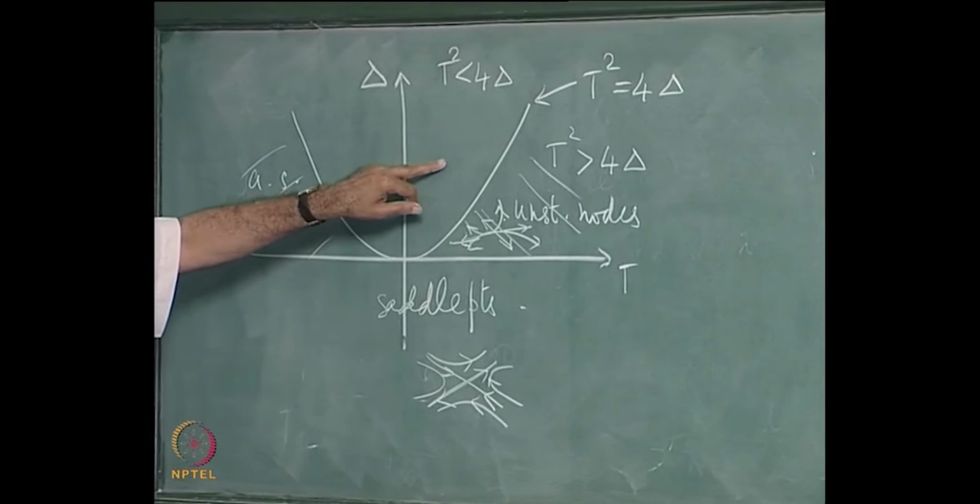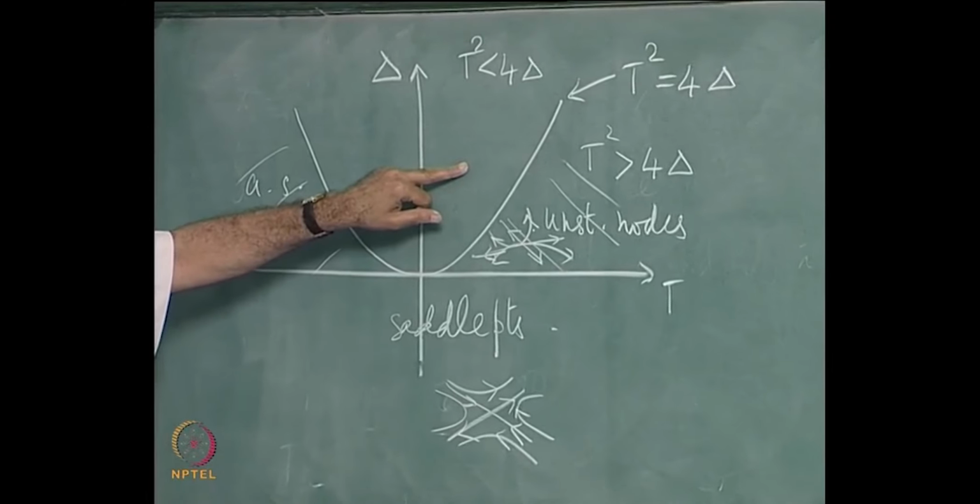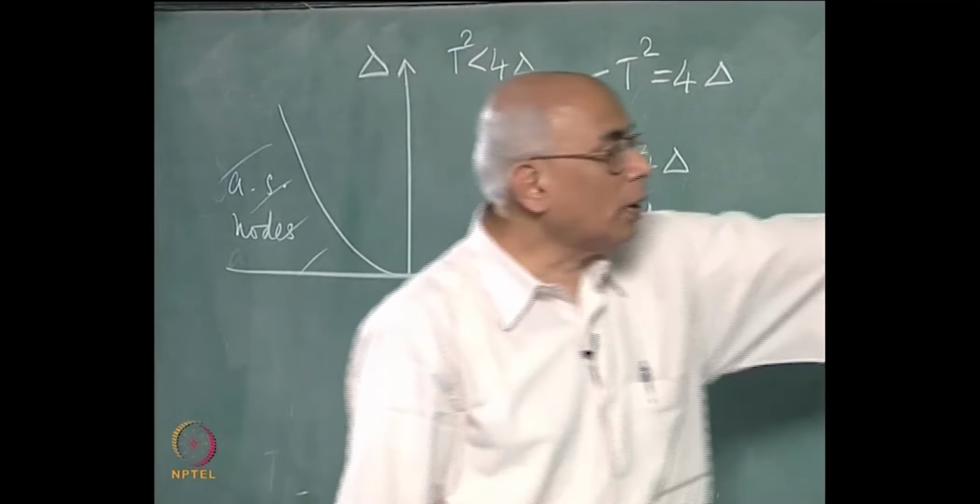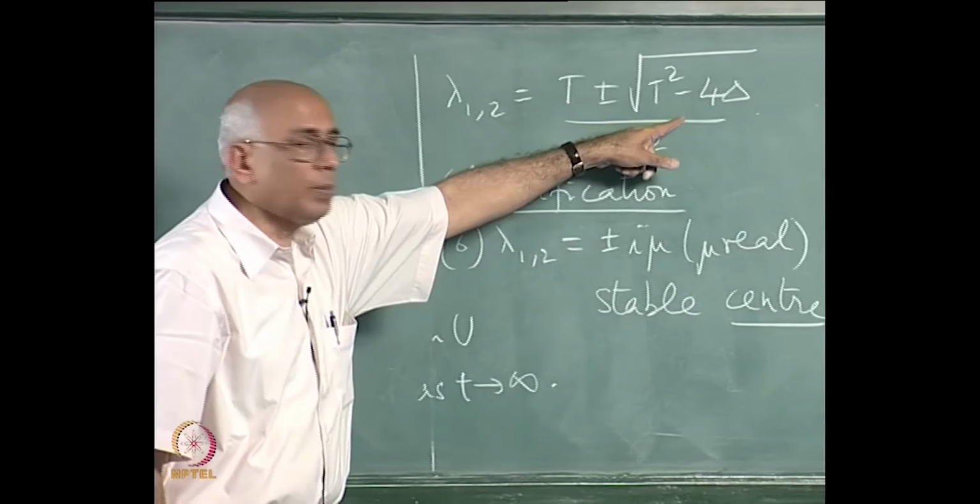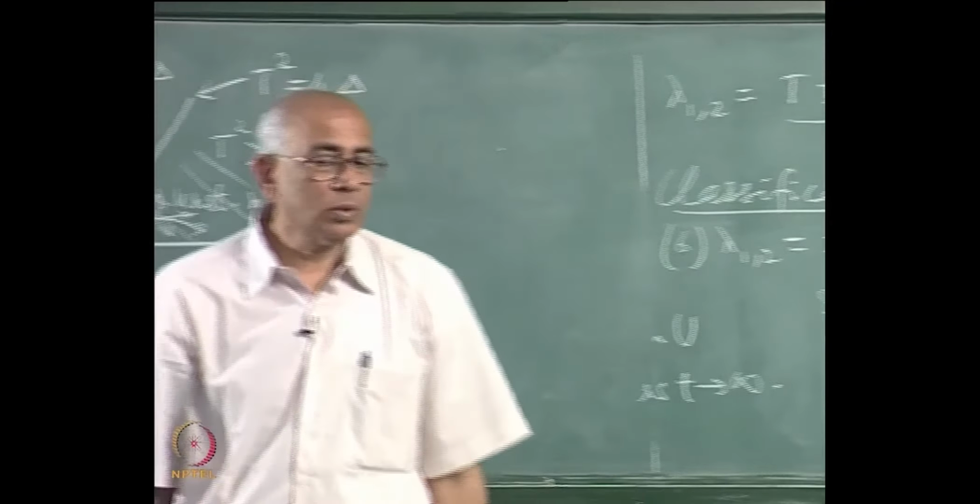What would you have here when t squared is less than 4 delta? t is positive, remember you are on the right hand side, so t is positive and this becomes pure imaginary. So the square root gives you plus or minus i times something or the other, but then you have a positive real part and therefore you have unstable spiral points. Flowing away. And what would you have here? You would have stable, asymptotically stable spiral points. So in this case the flow is inwards.